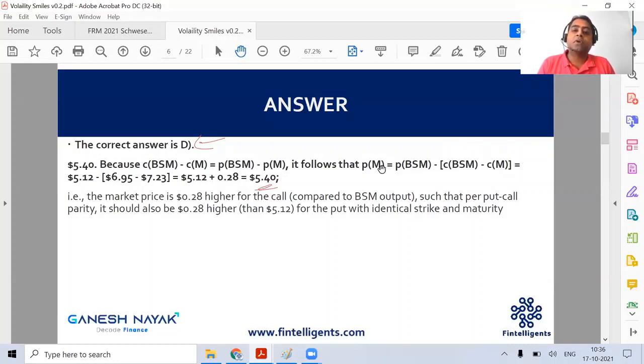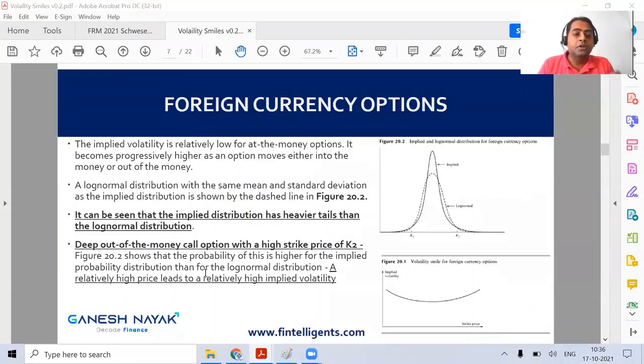Let us go towards the foreign currency option. Now, I want everybody's proper attention over here because these diagrams are not available in your book. Okay, so what is happening over here is the basic Black-Scholes model assumes that the underlying data follows a log normal distribution. And what we are doing is we have taken the implied volatility and we have taken the distribution of implied volatility.